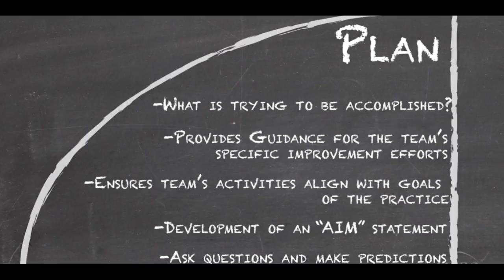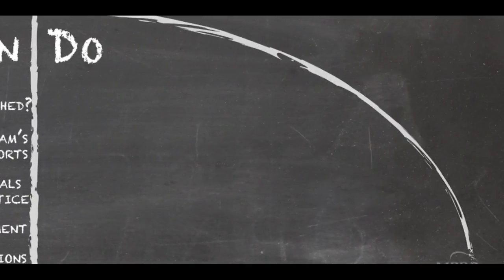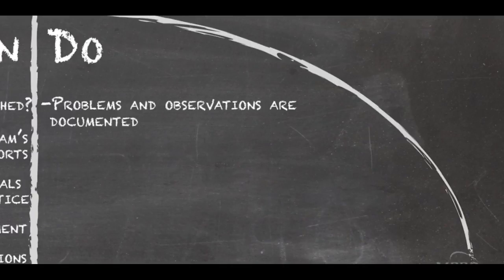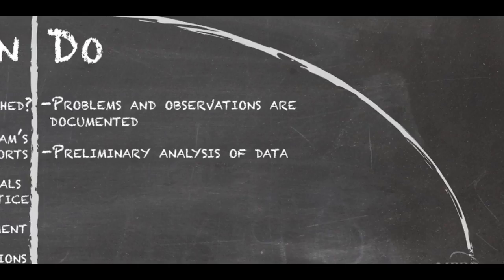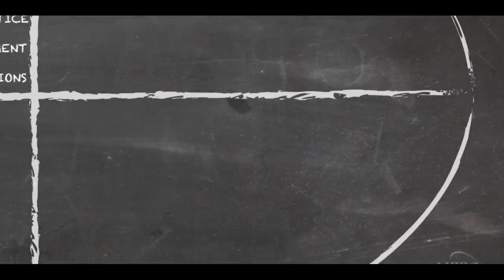One needs to ask questions and make predictions. The do segment is where the actual plan gets carried out. Unexpected observations and problems are documented, as well as preliminary analysis of the data that was collected during the do.